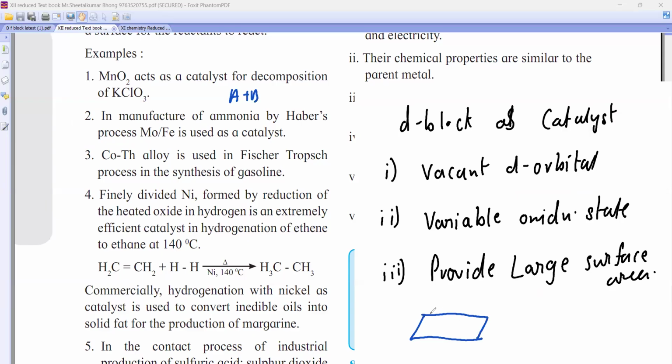So what will happen? Suppose this is my D block element. It provides large surface area. Then A and B will come and settle on this, beta. A and B will form a loose bond. Why can they form a bond? Because they have vacant d orbital.